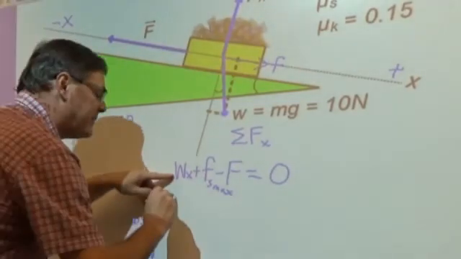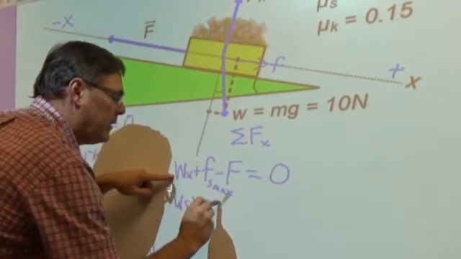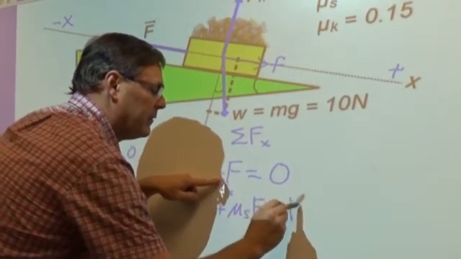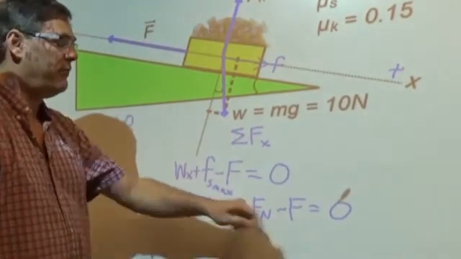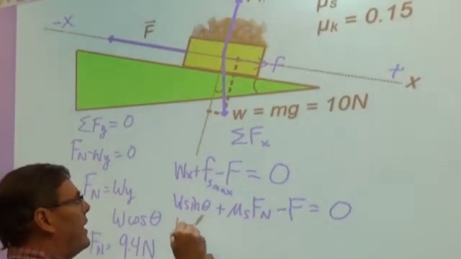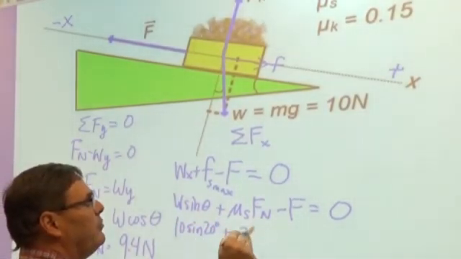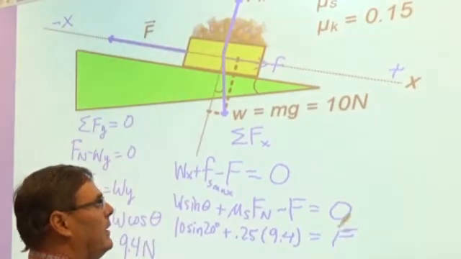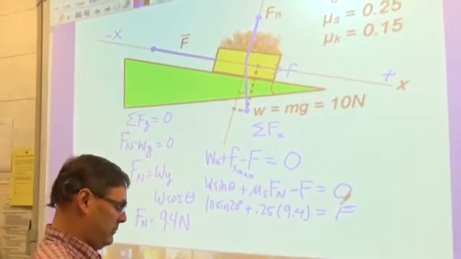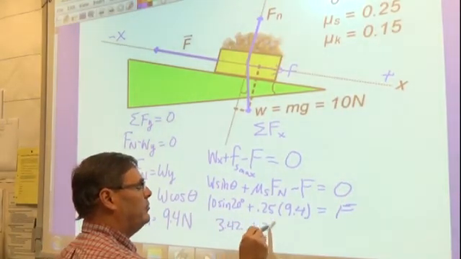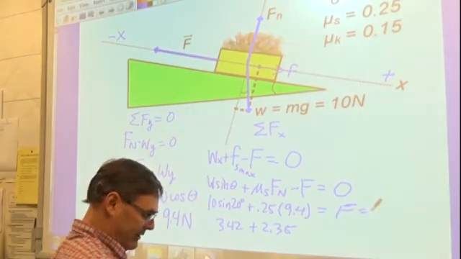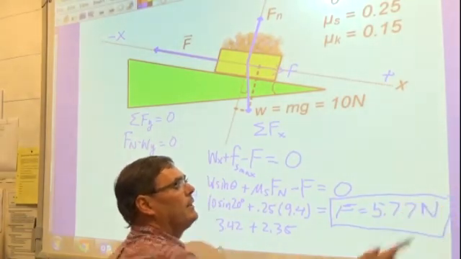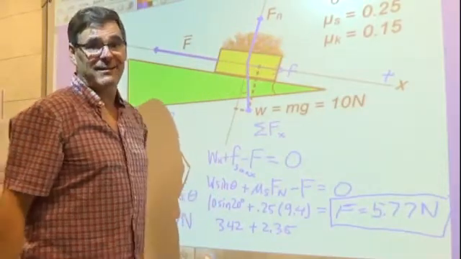Okay, so Wx is still W sine theta. The friction is mu s times the normal force, minus F equals 0. This is what we're trying to solve for. So 10 sine 20 degrees plus 0.25 times the normal force, 9.4, equals F. And so this turns out to be now 3.42 plus 2.35 gives me an answer of 5.77. So that's the amount of force I need to just begin to pull it up the ramp.